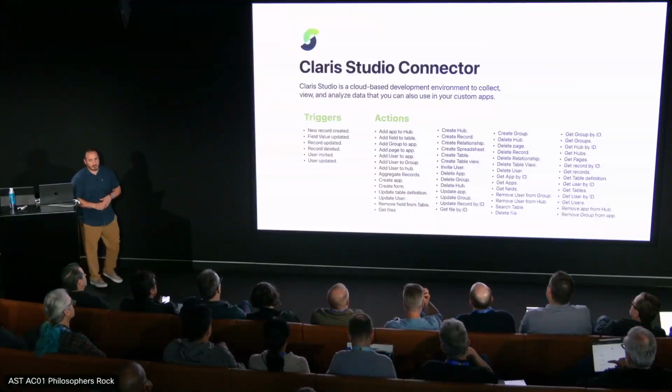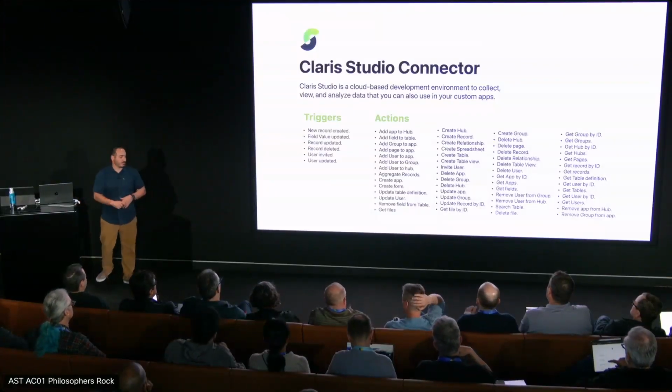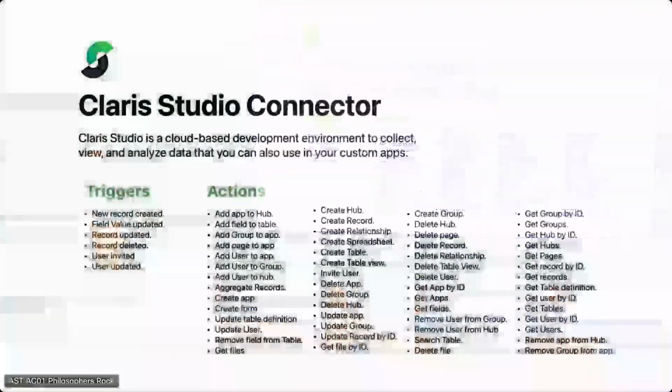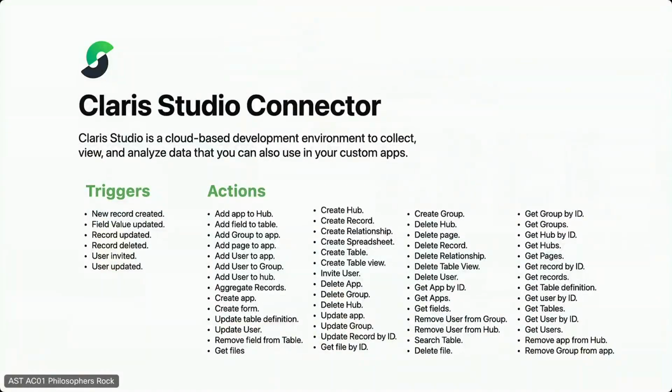Let's take a look at, oh, actually, I've got a slide. The Claris Studio connector is one of the richest and deepest connectors we have. It has 1, 2, 3, 4, 5, 6, 7 triggers. Two were added since I made this, so I had to count. Those triggers allow you to do events like new record created, record updated, record deleted, and then also user events like a user was invited or user updated.